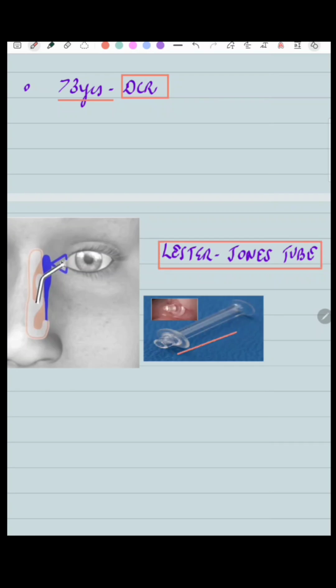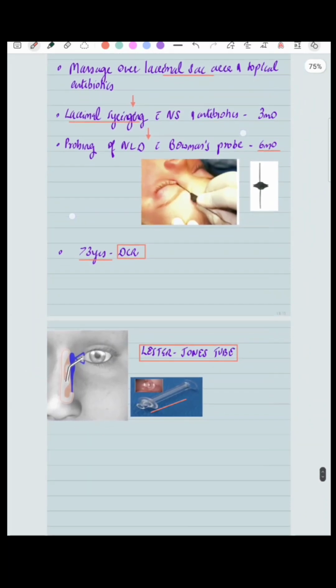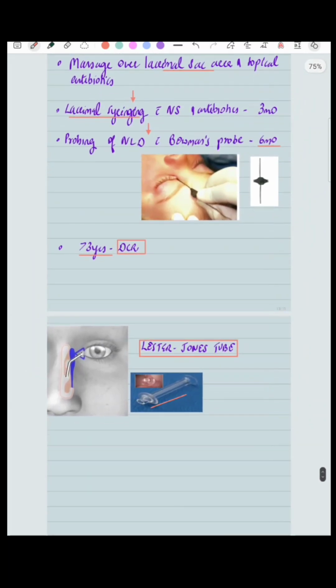Now, adult dacryocystitis: the chronic form is more common than the acute form.